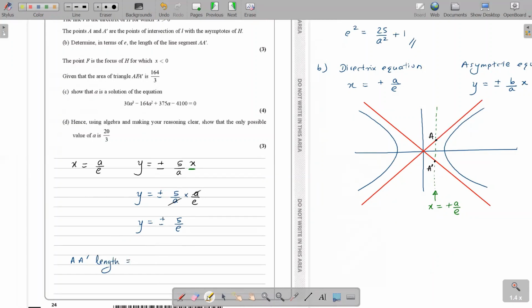No, so you can see it's directly a vertical height, right? A to A dash, directly a vertical height. And you can see here the A y coordinate is 5 over E. The A dash y coordinate is minus 5 over E. So you just need to add the two y lengths. 5 over E plus 5 over E gives you 10 over E. Okay?